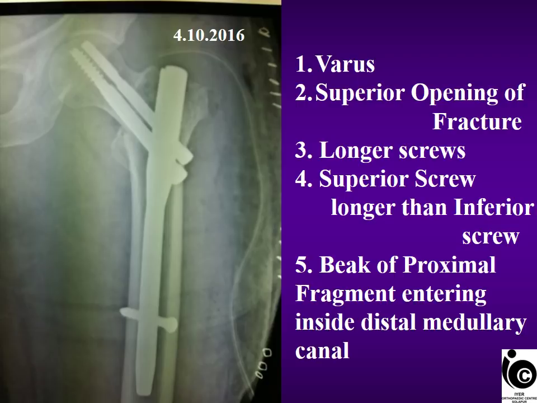That means the nail is acting as a spacer, and the surgeon has not made a proper reamed canal at the insertion site. The screws are longer due to the varus. The superior screw is definitely longer, and the problem of a longer superior screw, as you all know, is either the superior screw breaks because it takes the load first, or the Z effect. Beak of the proximal fragment entering into the distal fragment indicates that there is severe varus, and that is an invitation for failure.